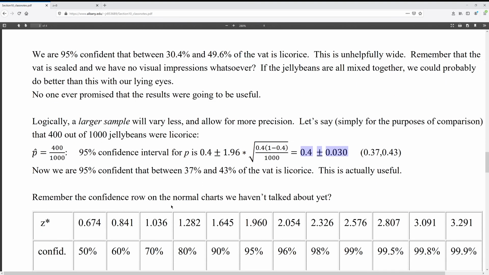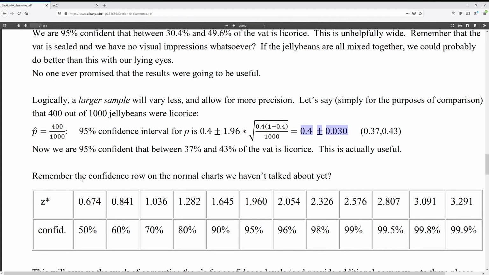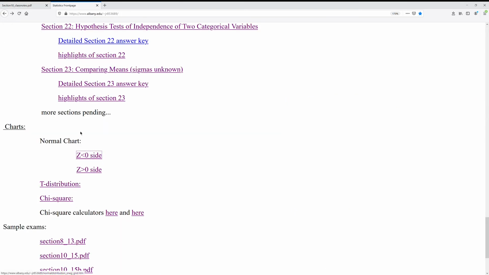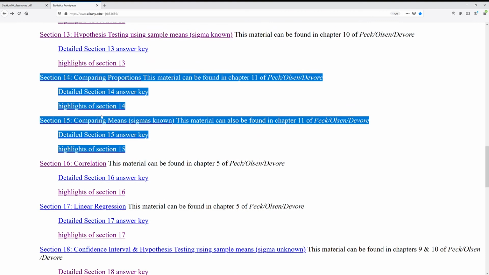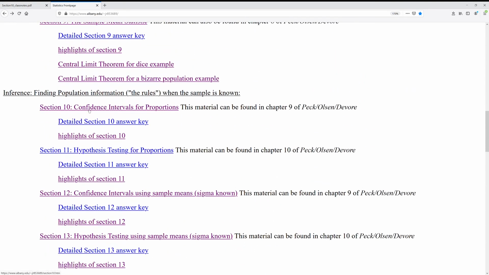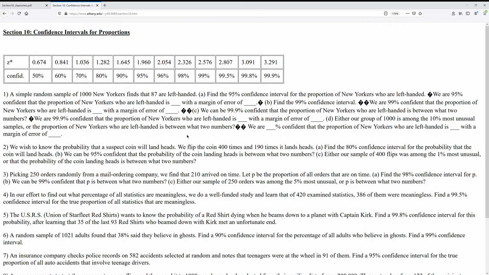Now, this doesn't really apply to us because I didn't physically photocopy normal charts and hand them out to everybody in class. But at the top of the sections where it is used, in particular section 10 and section 12, you will find this little confidence row.